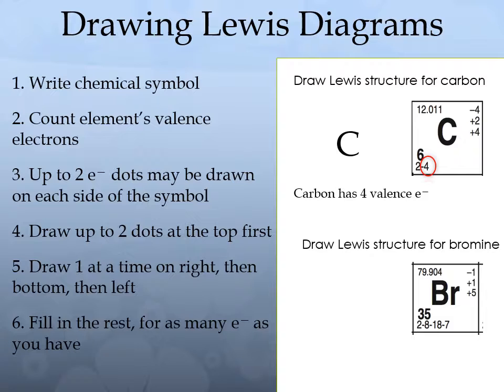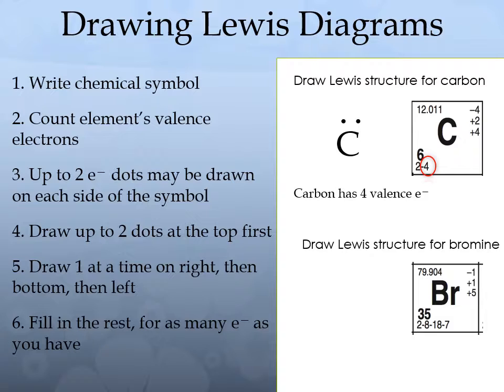Steps 3 to 5 say that I can draw up to the first 2 electrons on top of the symbol. So if I only have 1 electron, I'll only draw 1 electron, but if I have 2 or more, the first 2 will always go on top. Then any additional electrons beyond the first 2, I'll draw around the symbol going clockwise. So I'll start on the right, then go to the bottom, go to the left, and then start over, because I'm going to spread them out so that I put 1 electron on each side before I give any side a second one. So I don't double up any side except the top where I start.